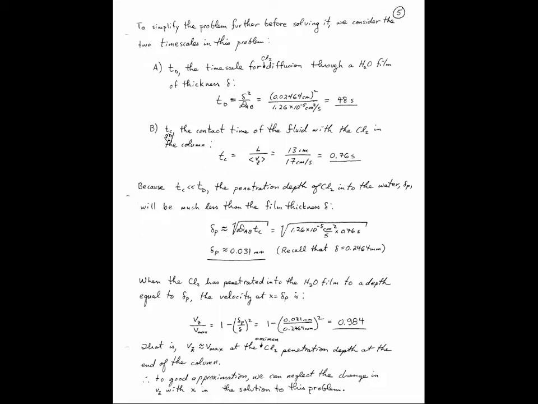The other time scale in this problem is the contact time of fluid with chlorine in the column. So the water is flowing down the column, and it is in the column on average for a time of the distance over which it flows divided by the average velocity of the water. So you plug those numbers in. That turns out to be on the order of less than a second.